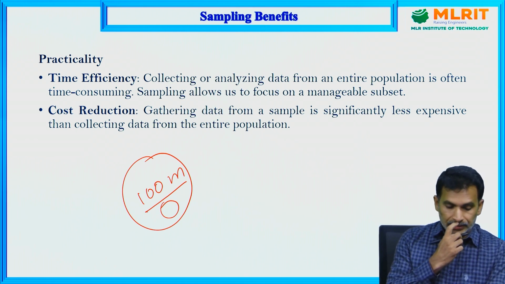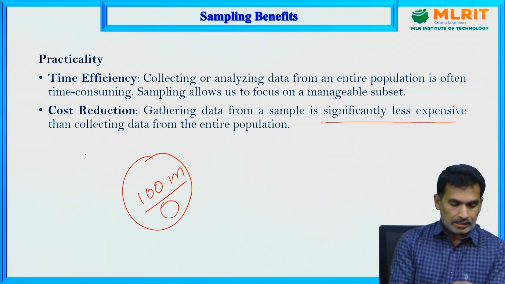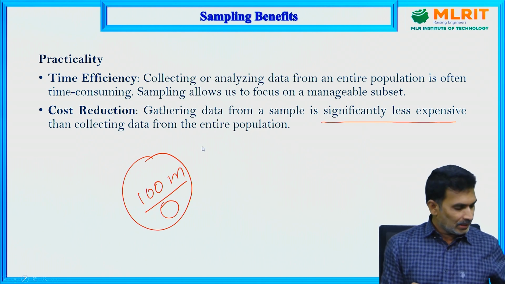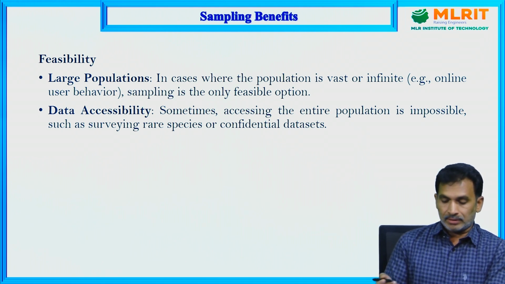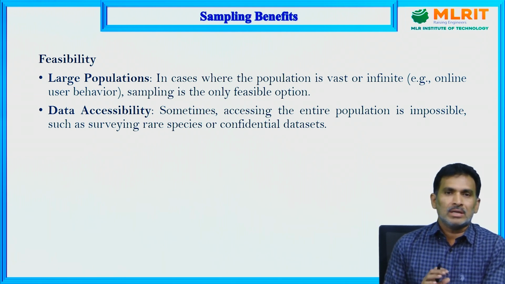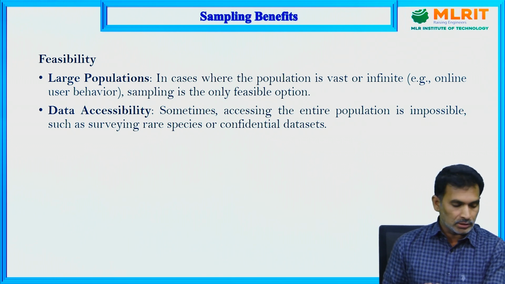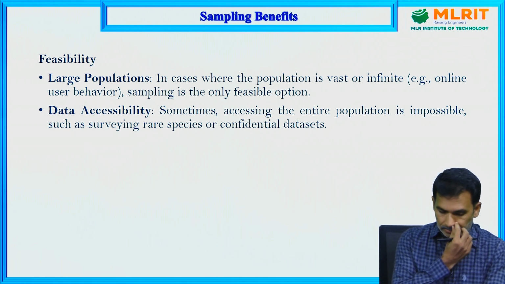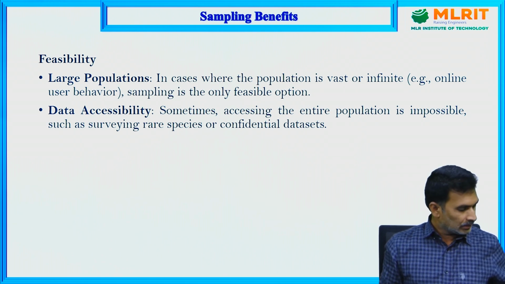Next one is cost reduction. Gathering the data from a sample is significantly less expensive than collecting the data from the entire population. Next benefit is feasibility. In cases where the population is vast or infinite, for example online user behavior, sampling is the only feasible option. Next, data accessibility. Sometimes accessing the entire population would be impossible, such as surveying rare species or confidential data sets. So that's one benefit.